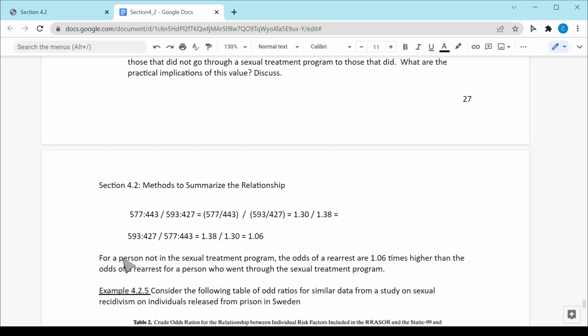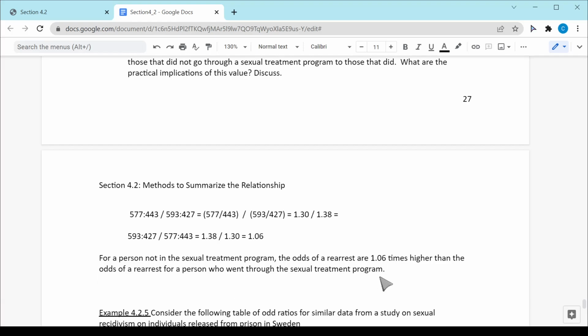Okay, so that's what we're looking at here. For somebody that went through the sexual treatment program, the odds of them being rearrested are 1.06 times higher compared to someone that did not go through the sexual treatment program. So, good news, I guess, here. This value is bigger than 1.